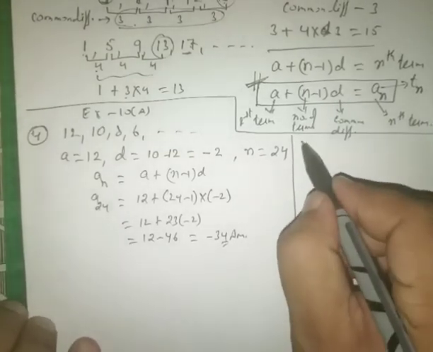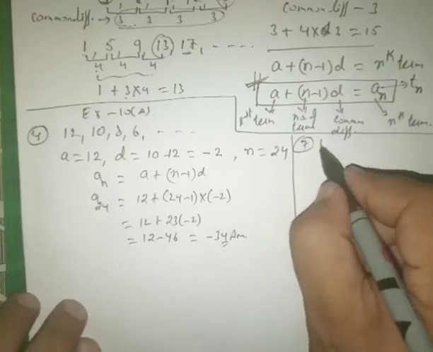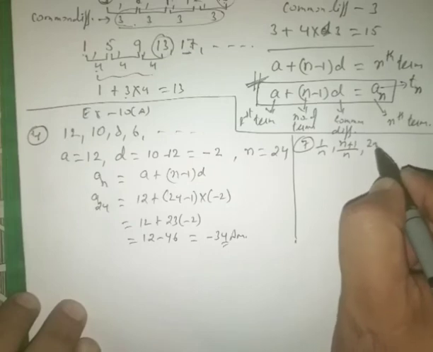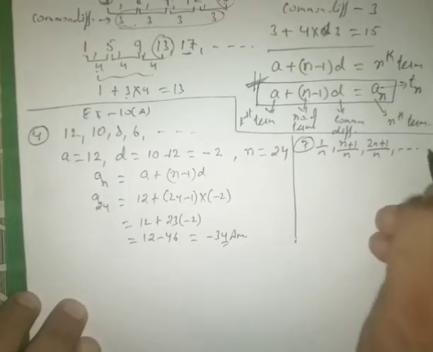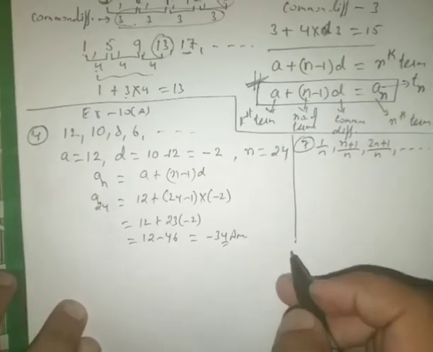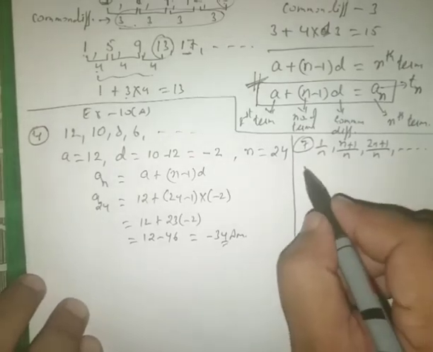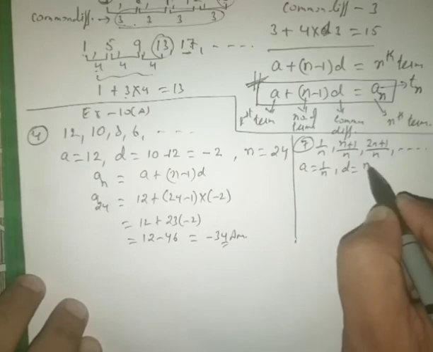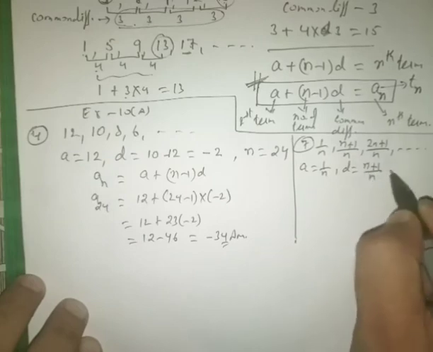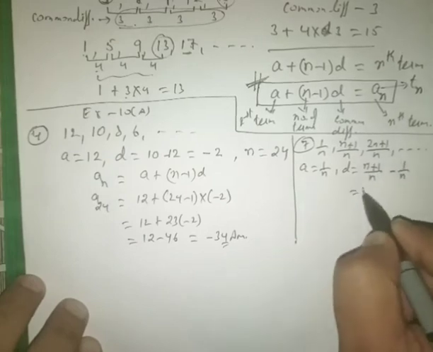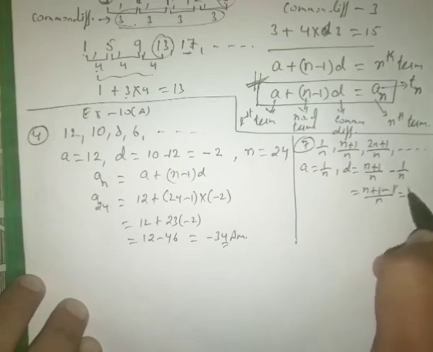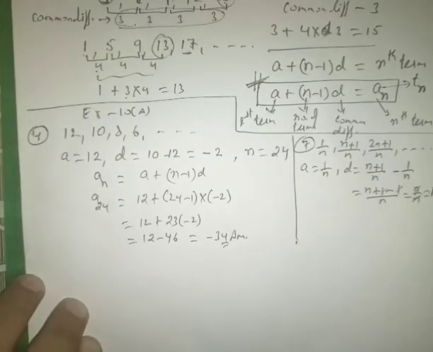Now I'm taking question number 7. The sequence is 1 over n, n plus 1 over n, 2n plus 1 over n and so on. We have to find the 50th term. So here a is equal to 1 over n, and what is d now? d will be second term minus first, so it will be n plus 1 over n minus 1 over n. So it will be n plus 1 minus 1 over n, that is n over n, which is equal to 1.